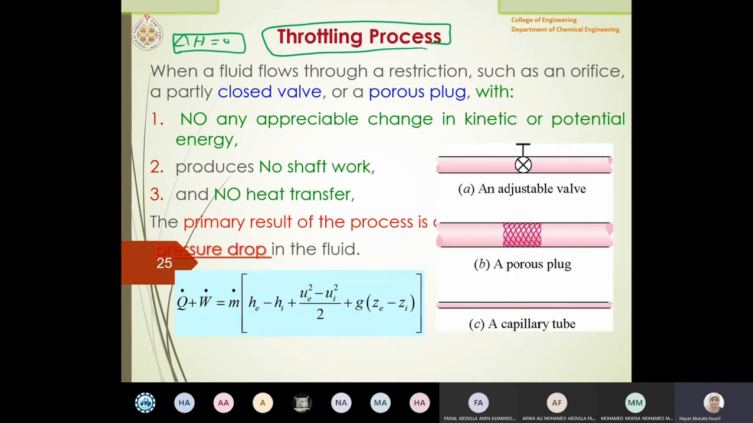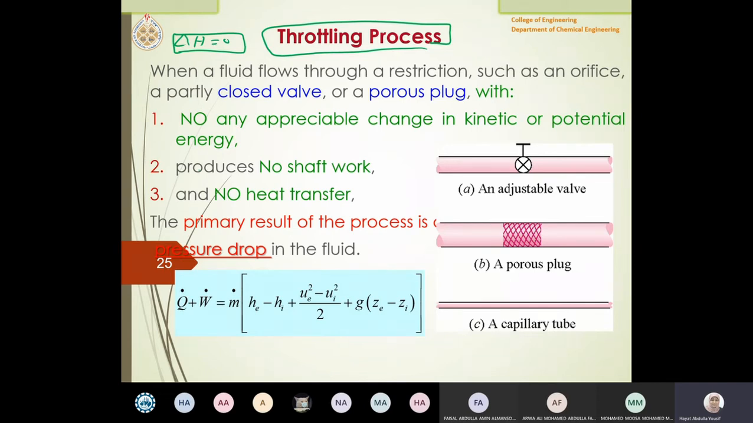But what is throttling? What does it do for us in real life? The main result of the throttling process is that it causes a pressure drop. If you have a throttling process, you get a pressure drop in the system. And then, what does throttling mean? What kind of throttling do you have?